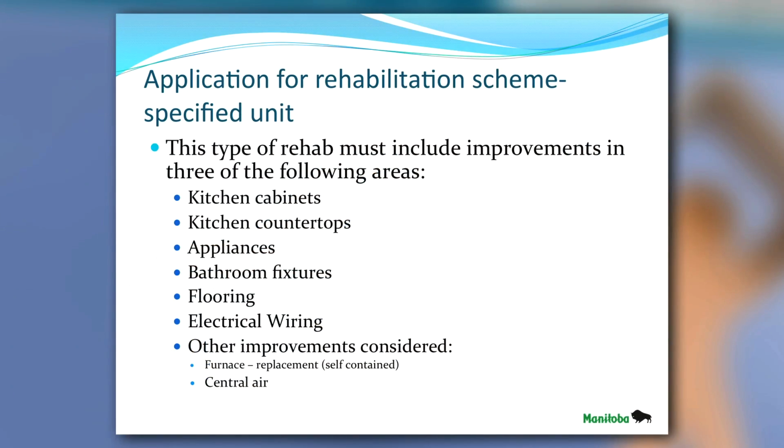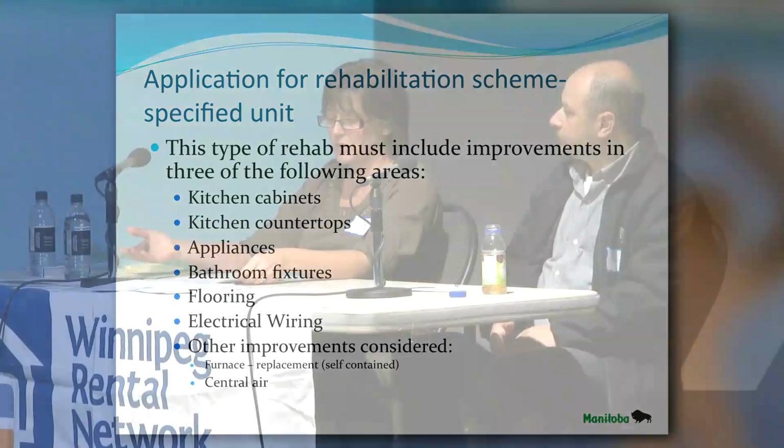Application for a rehabilitation scheme for the specific unit. This type of rehab must include improvements in 3 of the following areas. So we're looking at kitchen cabinets, kitchen countertops, appliances, bathroom fixtures, flooring, electrical wiring, or other improvements such as the furnace replacement, central air.